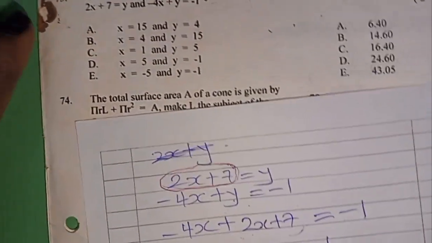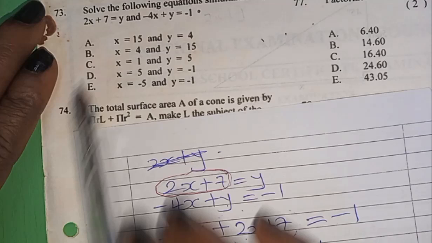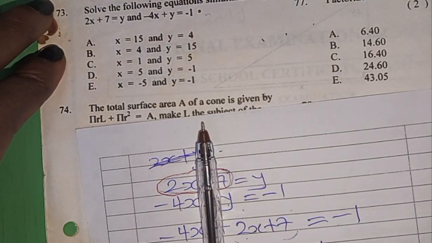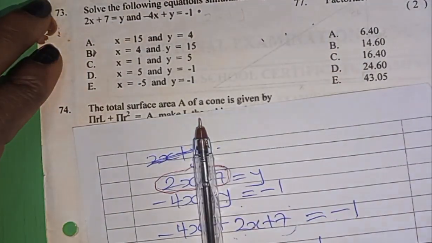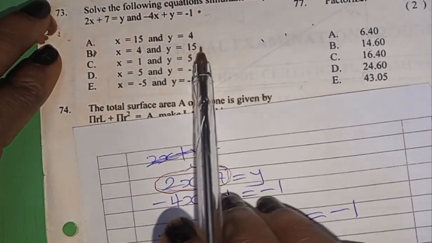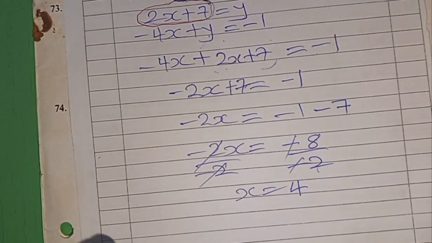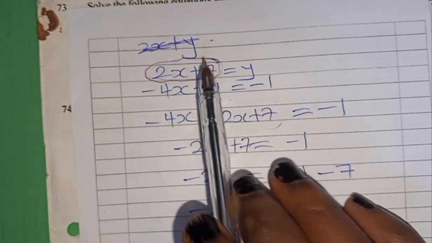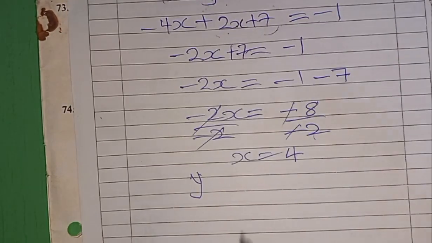Since this is where we have x to be 4, obviously this will be our answer. But I will still solve it so that you understand it very well and you know how we can get the 15. After getting x as 4, I will go into, you can see y is already this. I will come back to that.